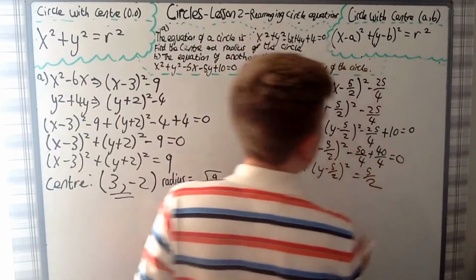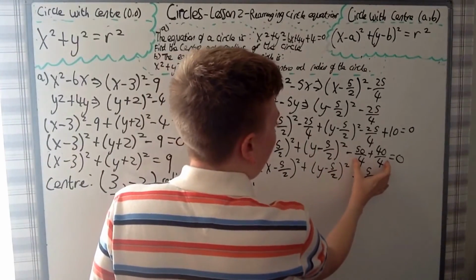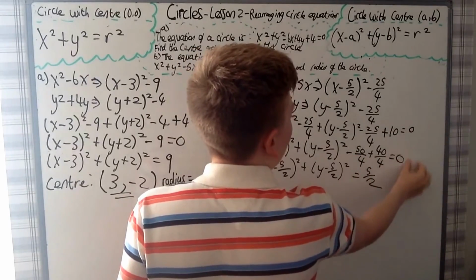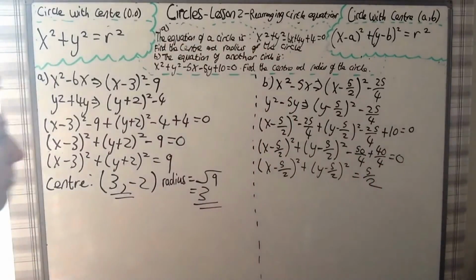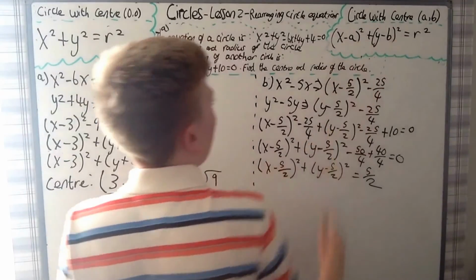So I'll jump to that step as well. So all we're doing is adding these together, we get minus 10 over 4, we move it across to get positive 10 over 4, which is the same as 5 over 2. And now we can find the centre and radius, because we've got this in the form we need it.